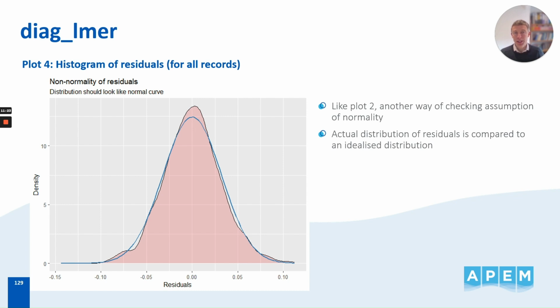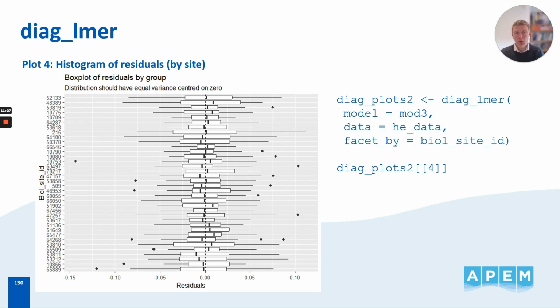This plot is based upon the data for all of the sites in our dataset. However, if we were to facet it by biology site, as shown in the code on the right, then instead of producing that probability plot, it produces a series of box plots, which show for each individual site in our dataset the distribution of residual values. This can again be very useful for identifying any individual points which are outliers.